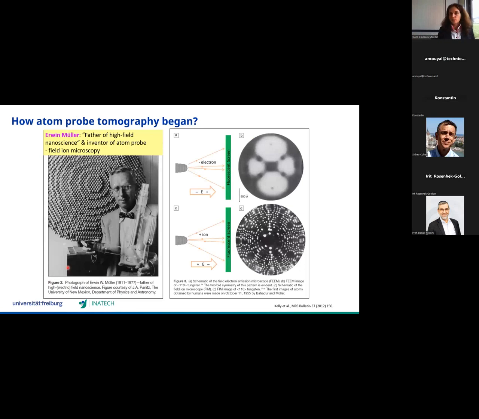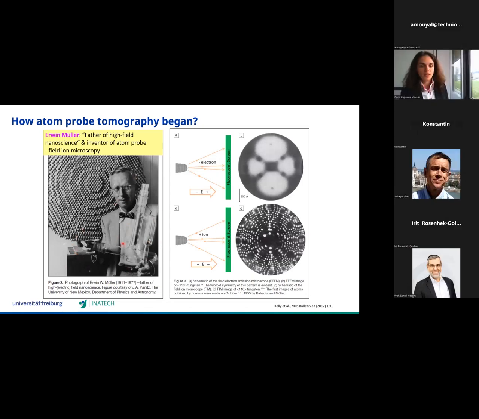So how did the atom probe begin? Well, this all began with Erwin Müller in the 1950s, and he is considered to be the father of high-field nanoscience, and he is the inventor of field ion microscopy. And you see here the picture of him, and here is a typical field ion microscope setup from that time. It has nothing to do with what we have now in the labs. We are going to see that later on.